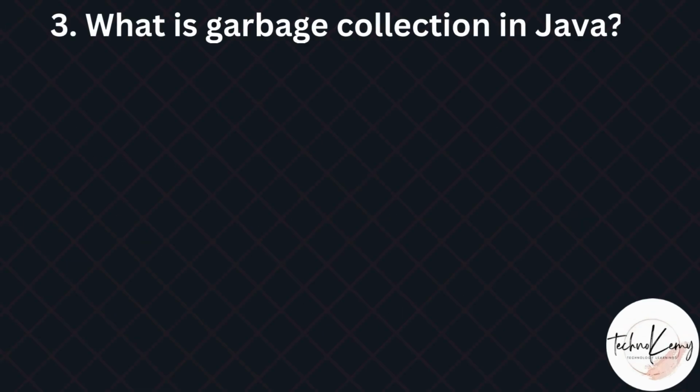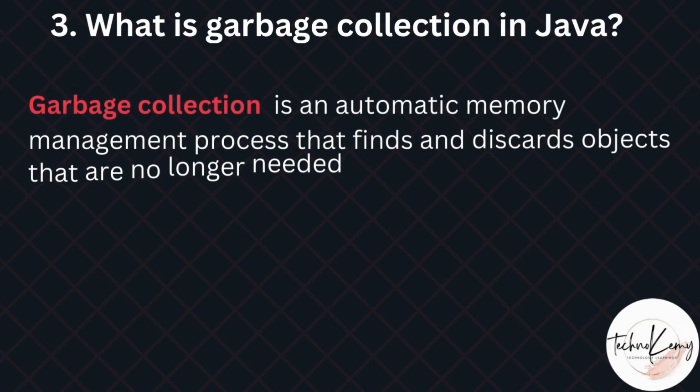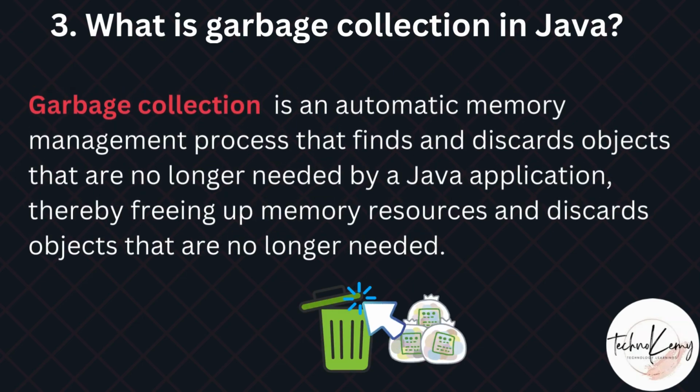Question number 3. What is garbage collection in Java? Garbage collection is an automatic memory management process. It finds and discards the objects that are no longer needed by the application. It frees up the memory space. In this way, developers don't need to worry about memory management and don't need to manually manage the memory. It reduces the risk of memory leaks and pointer errors that are there in C++, and they can focus more on the logic and product development rather than the memory.